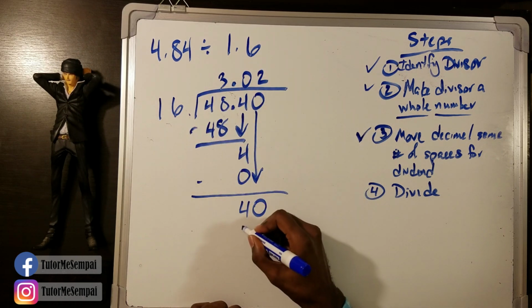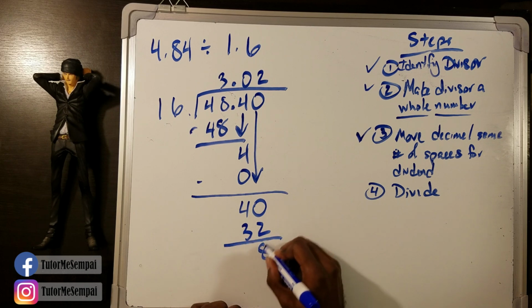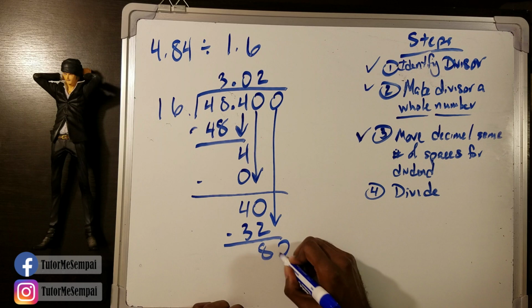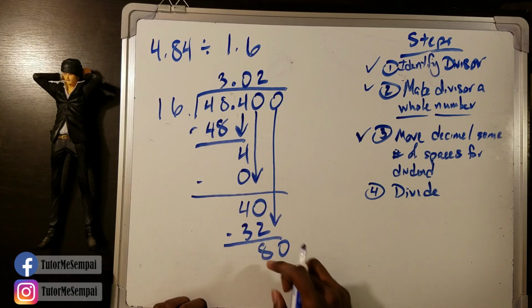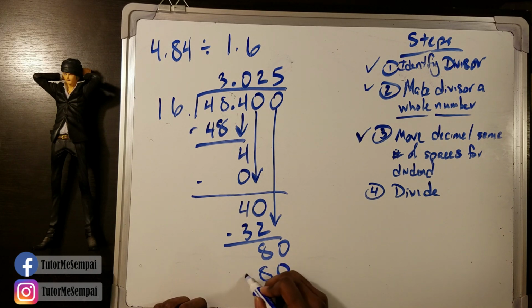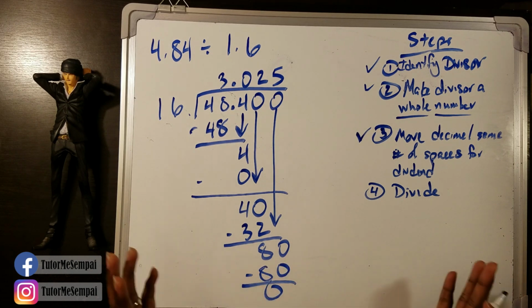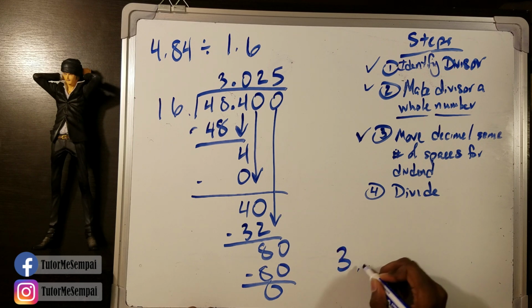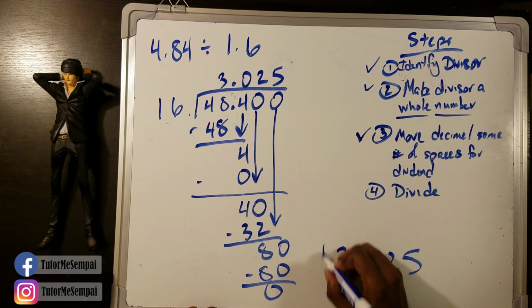2 times 16 gives us a 32, and we have an 8 left over. We're going to add another 0, bring that all the way down, and now we have 80. 16 goes into 80 5 times. 5 times 16 is going to be exactly 80. So we have nothing else here. No more zeros need to be added down because we have nothing left. So our answer for this question is going to be 3.025.